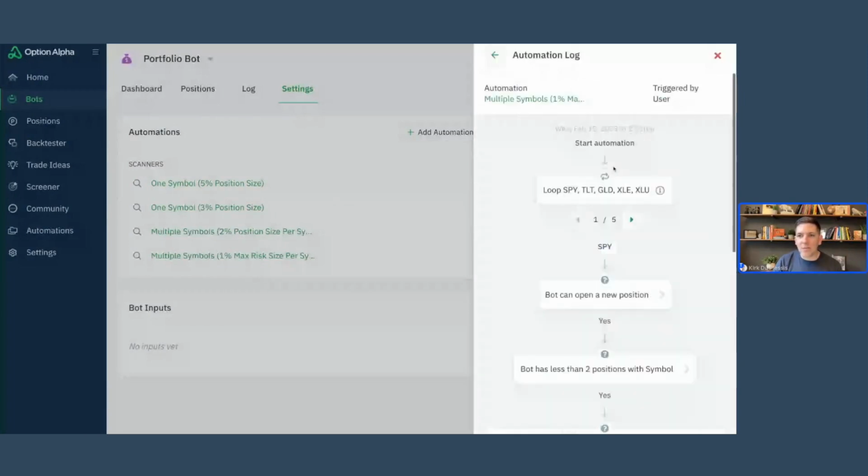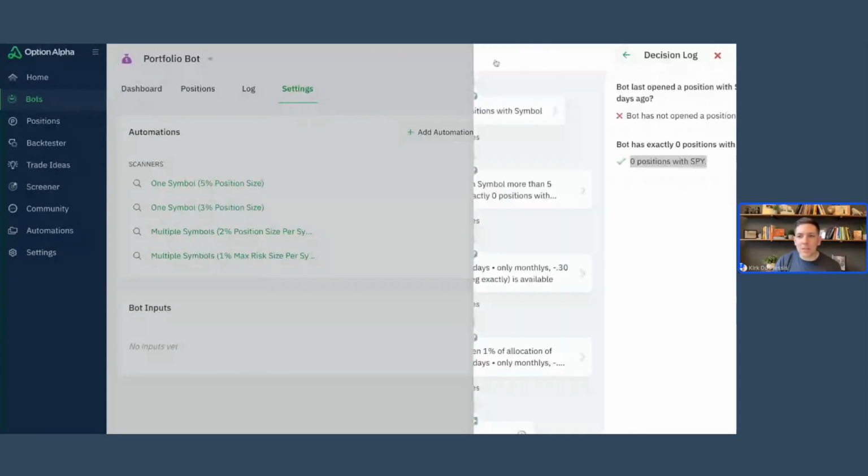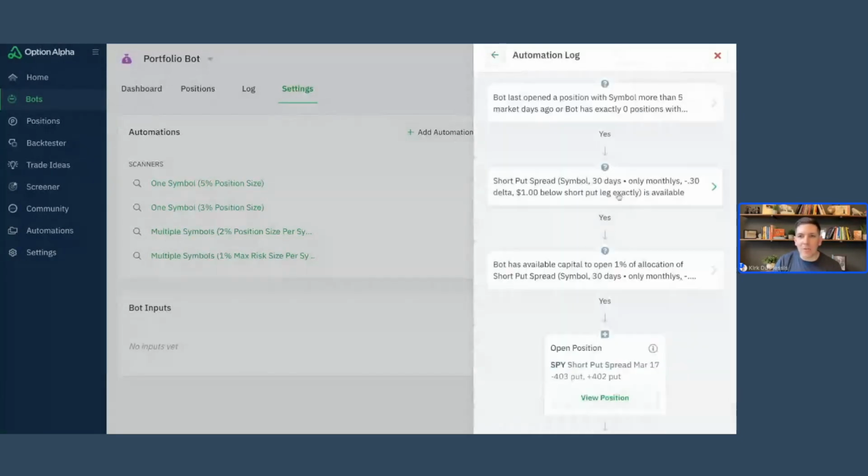Okay, so you can see here for this one, this is the one we failed on before because the bot doesn't have any history of a position. So I say, or the bot has 0 positions. Great. Continue down. Is the position available? Do I have enough capital? Yes, I can do $80. Great, open a new position.